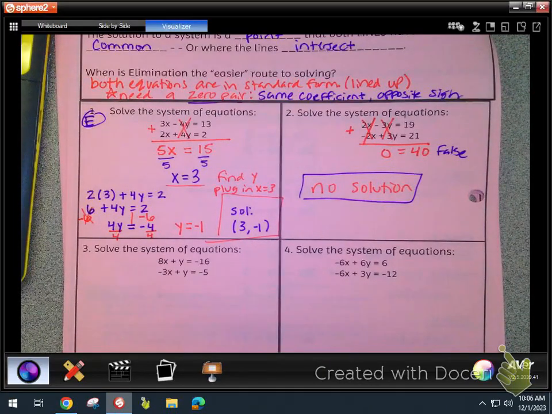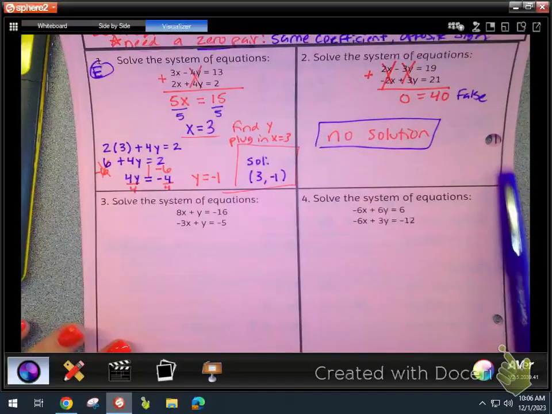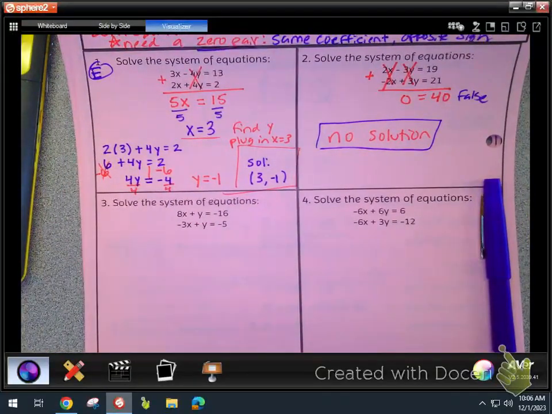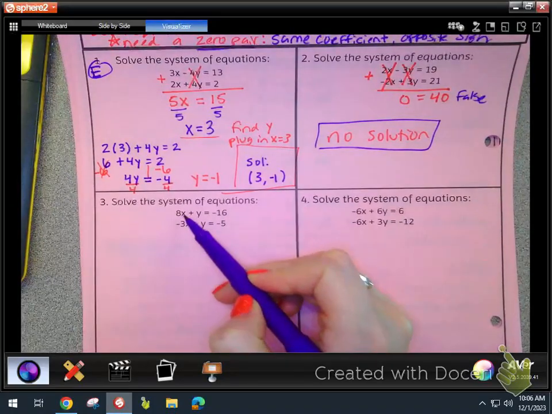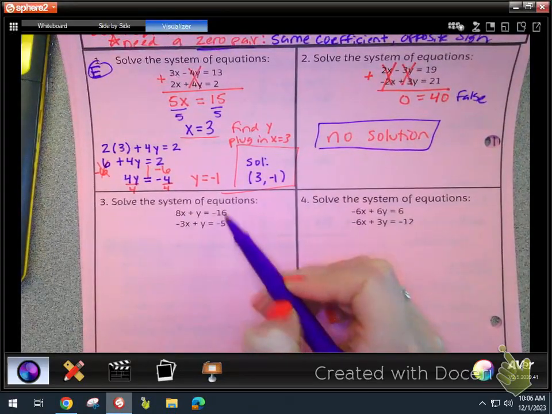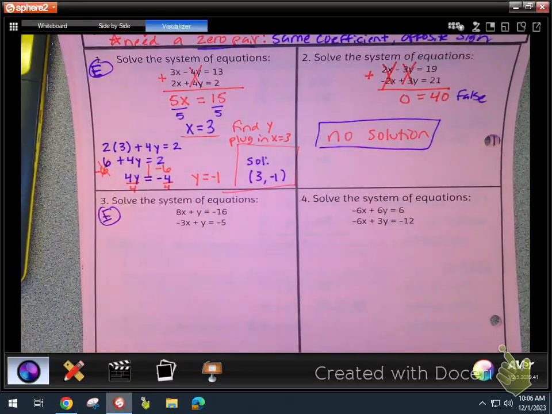Okay? All right, I'm going to do problem 3 with you, and then I want you guys to try problem 4, and then we're done for the day. So I want you to pay close attention because number 3 is going to start taking it up a notch, and this is how a lot of your problems are going to be. If I look at 3, first thing, I'm lined up. X over X, Y over Y, number over number. I'm going to put an E for elimination because that's the process I'm going to use.